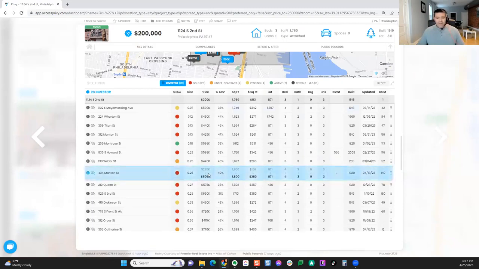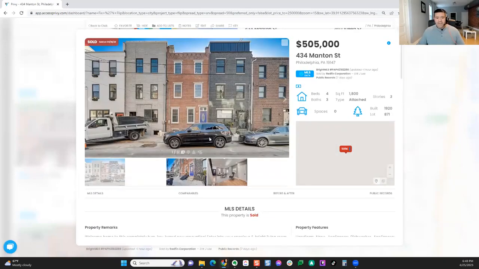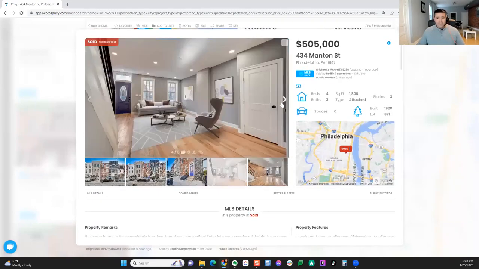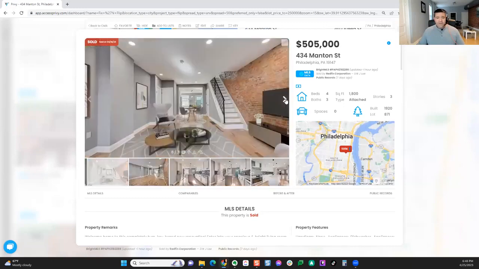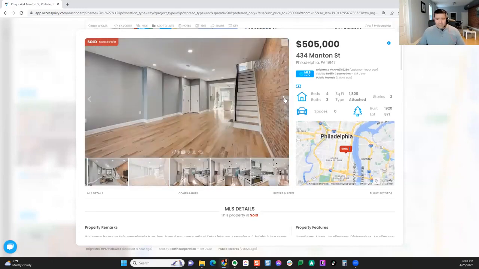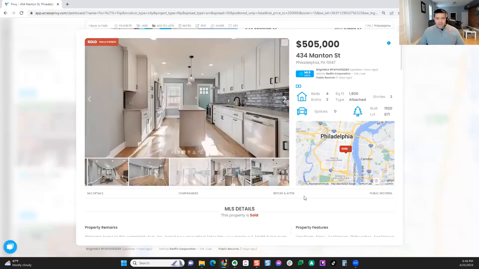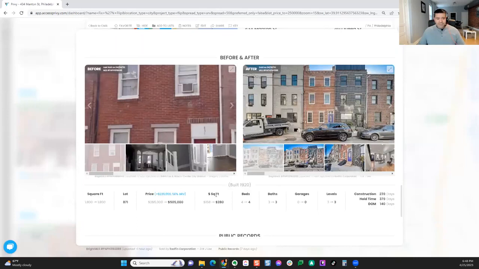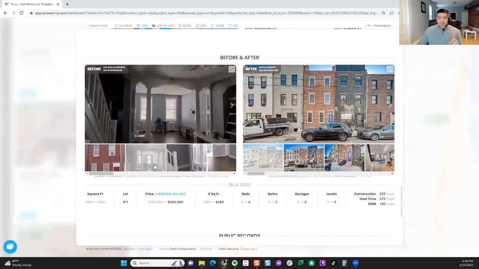And check this out even. This guy right here that flipped this house bought his for $285,000. So he was literally willing to pay $85,000 more than we can get our property for. Well, actually, he sold it for 505. So come down here to the before and after. His was an on-market deal too, right?